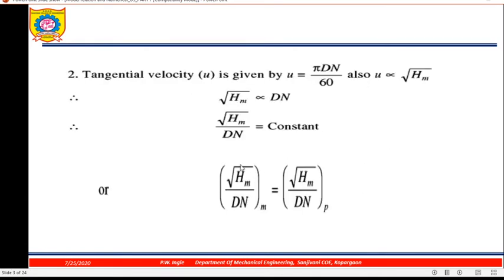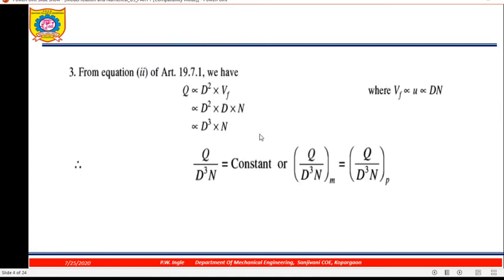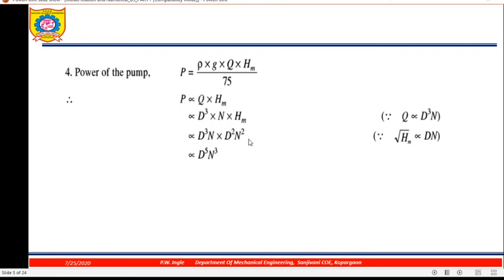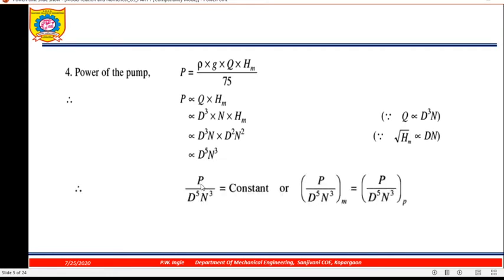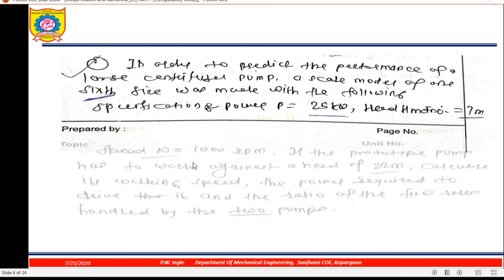See here, under root H_m is proportional to DN. Therefore, D cubed N into D squared H squared gives D to the power 5 into N cubed. So P upon D to the power 5 N cubed is equal to a constant. So you can write it for model equal to prototype. Now we'll solve some problems on this.